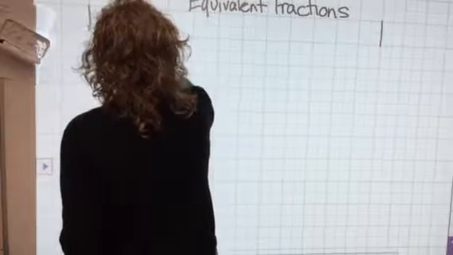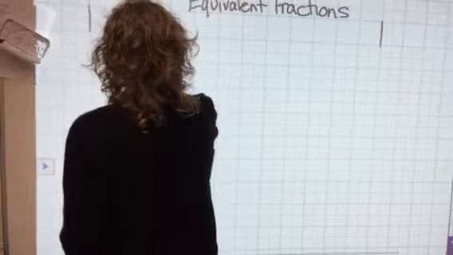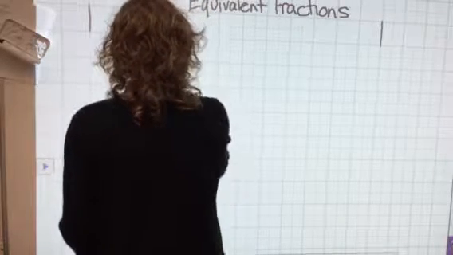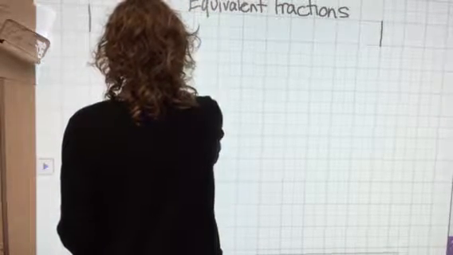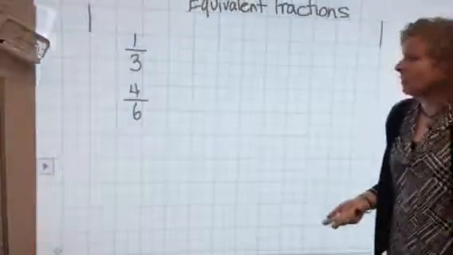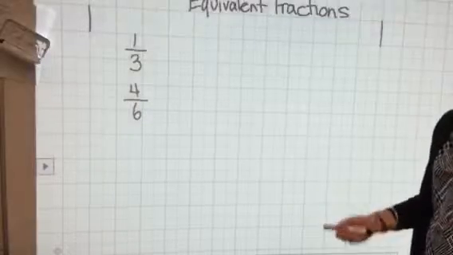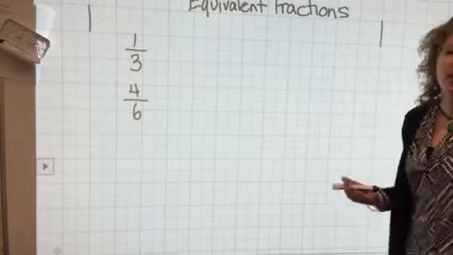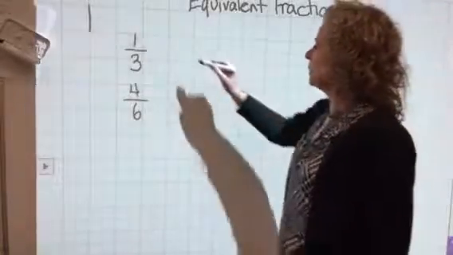We want to know if two fractions with different names, let's say 1/3 and 4/6, see how they have different names, are equivalent, if even though they're named different things, they're covering the same amount of space.